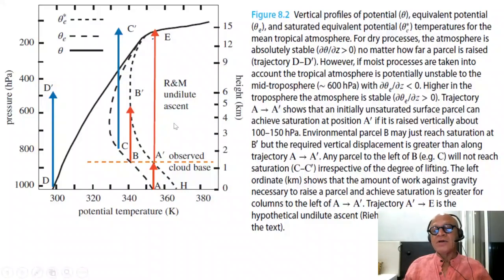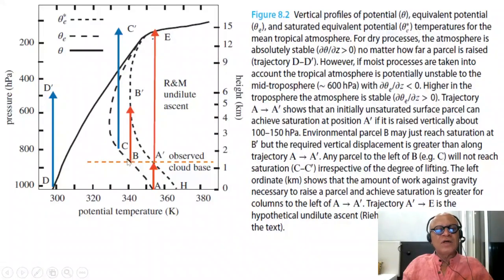And this paper by Riehl and Malkus, I hope I got the name right, from the 1950s, 1958, argued that there is an ascent of undilute plumes. Basically, that means once you accomplish this buoyancy, you can keep rising because you don't have mixing with the generally drier air around. So you are just able to rise to the point where the moisture has been condensed out and you reach the dry potential temperature, or the equivalent potential temperature here.